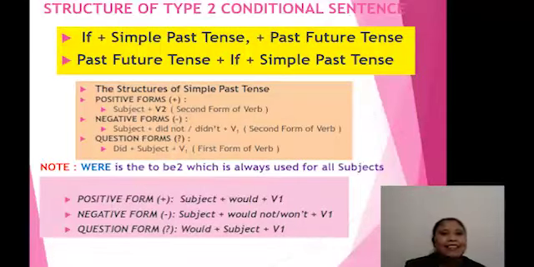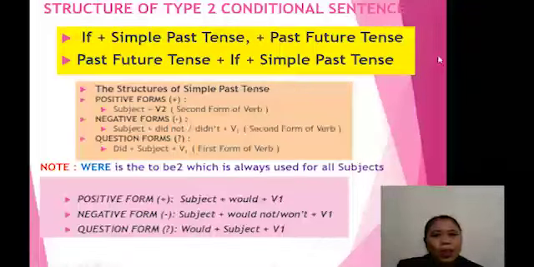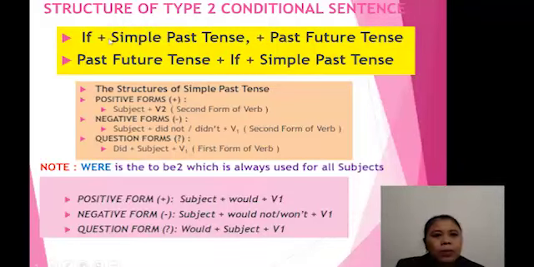Let's see the structure of the type 2 conditional sentence. We have already talked about the type 1 conditional sentence, so the structure or formula just changes into past: if, simple past tense, and then past future tense. Or, with the main clause in front: past future tense plus if clause, if plus simple past tense.